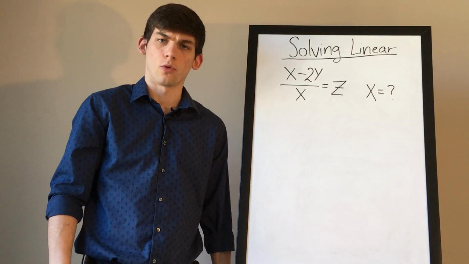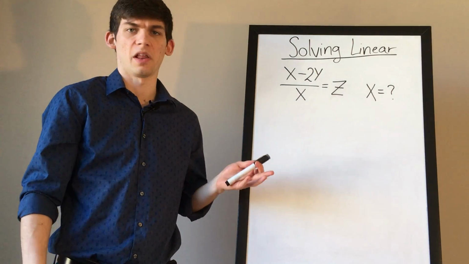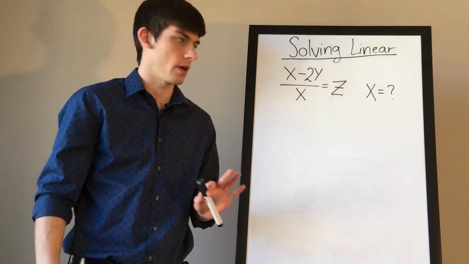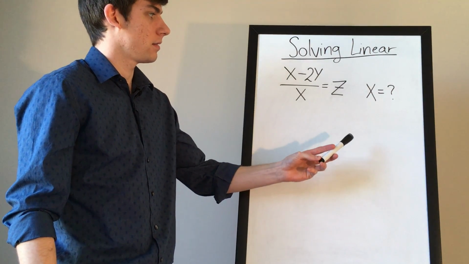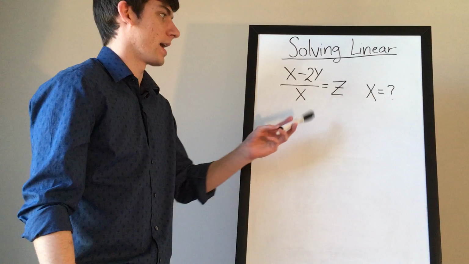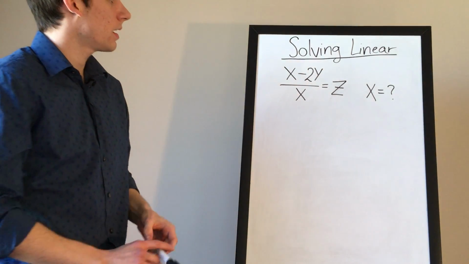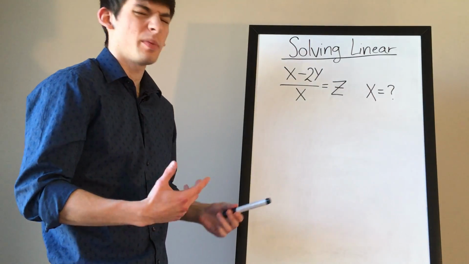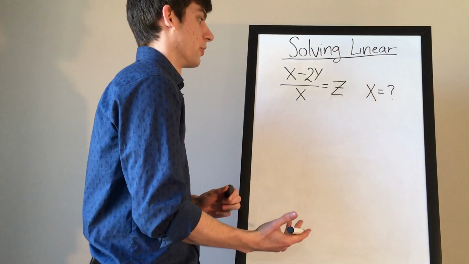Here we have something a little more complicated, and you might be thinking to yourself, "Whoa, this has more letters than numbers." But that's fine. Let's just have a look at it. So we see that (x minus 2y) over x is equal to z, and we want to find x.